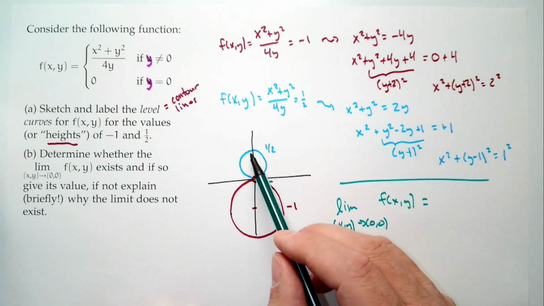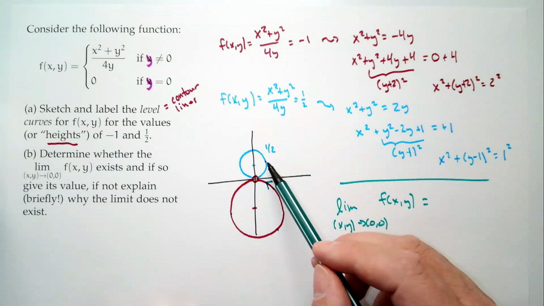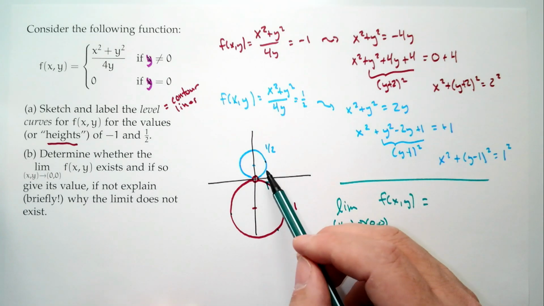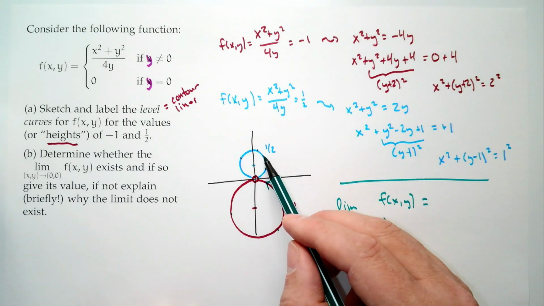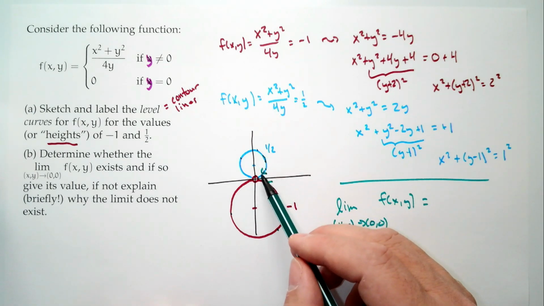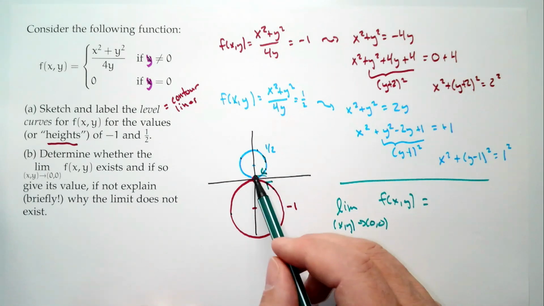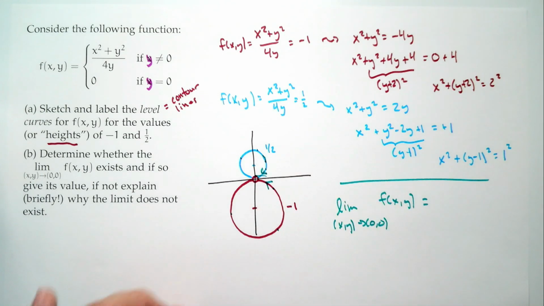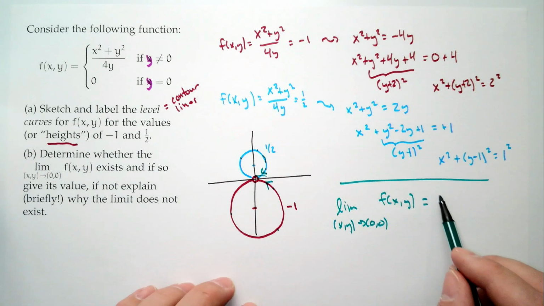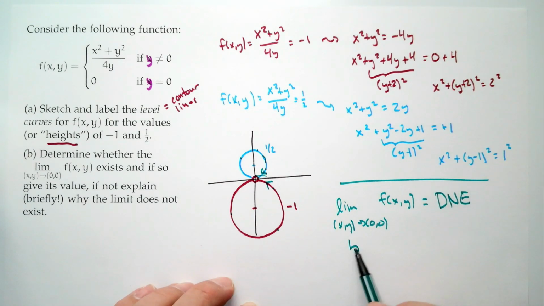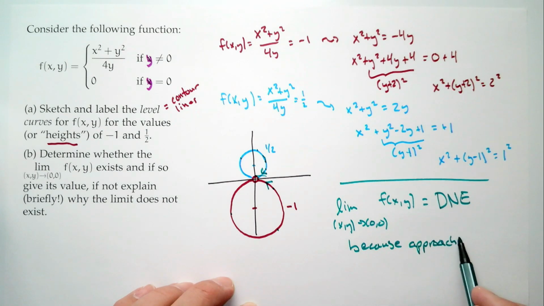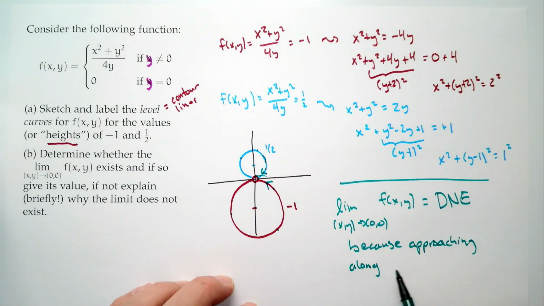I could, on the other hand, follow this contour line. Now, if I pick a point on that contour line, what's my value? A half. Doesn't matter which point on the contour line I pick. So if I follow this contour line in, what will I think the value should be? A half. So one way I approach, I get negative 1. A different way I approach, I get a half. What does that tell us about the limit? The limit does not exist, because approaching along different contour lines gives different values. So we can actually use these contour lines to show the limit doesn't exist.